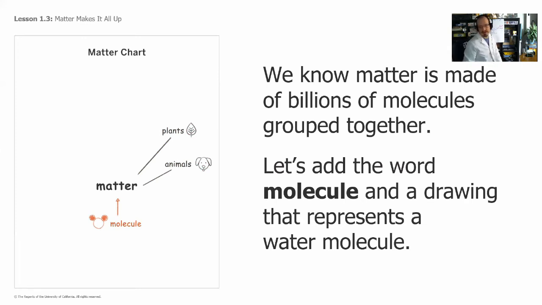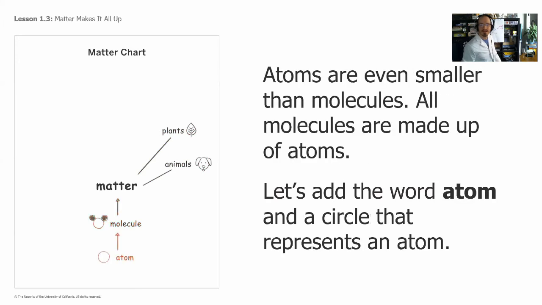This drawing of a molecule is to remind us of the word molecule. However, like drawings, this isn't what molecules actually look like. Remember, this is just a model that we're drawing. Atoms are even smaller than molecules, and all molecules are made up of atoms. So let's add the word atom and a circle to represent an atom. And we're going to draw an arrow going up to the word molecules. We got our atom here, and so there we go.